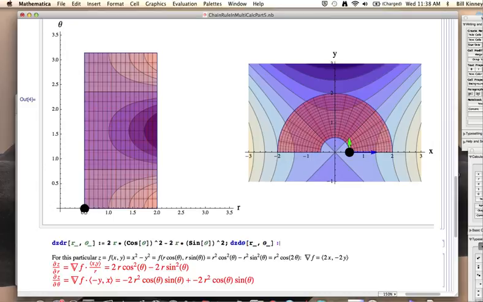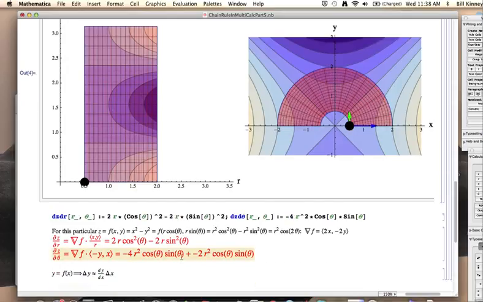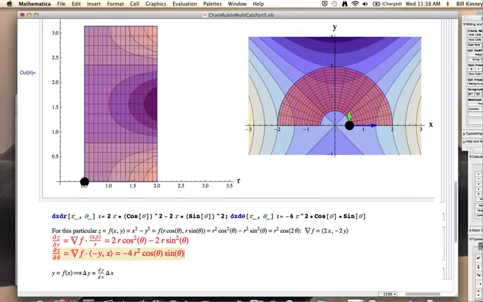I was just verbally describing some numbers in the last one, and so I'd like to actually figure out some specific numbers in this one. And actually that simplified, didn't it? I forgot to do that. Just negative 4 r squared cos theta sine theta. All right, so these are dz dr and dz d theta in terms of r and theta.